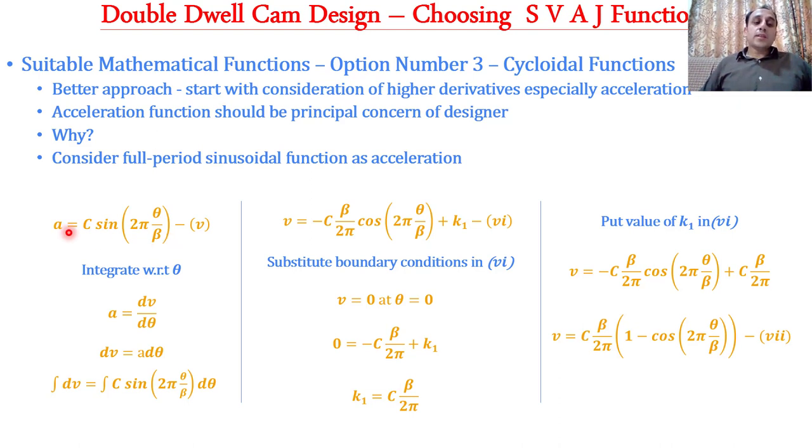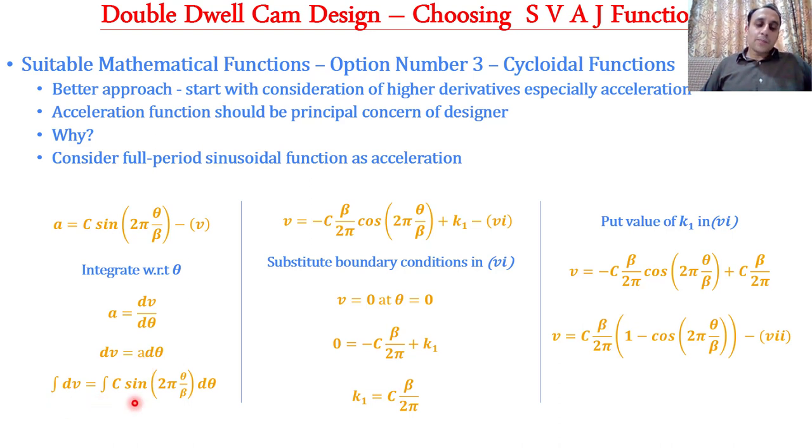So in order to get the velocity and displacement, what do we have to do? We have to integrate this acceleration. We know that acceleration is basically the rate of change of velocity with respect to time or with respect to angular displacement, because we can convert the angular displacement into time and vice versa. So we are integrating this function of acceleration to get the velocity.